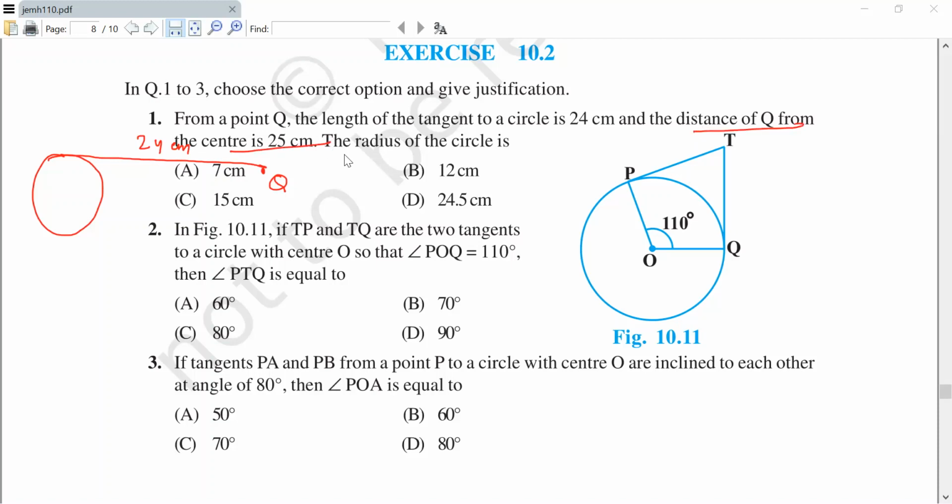How do we find that? Distance of Q from the center means I'll join center and Q. So this is 25 centimeter, they're saying. Okay with that? Any doubts so far? They're asking us to find the radius of the circle. How do we find that?